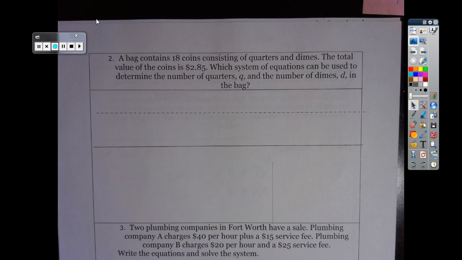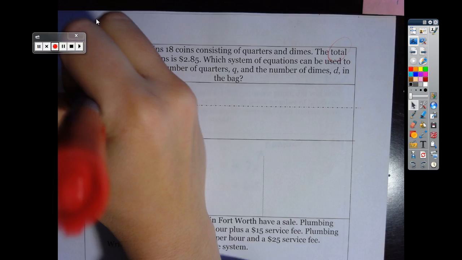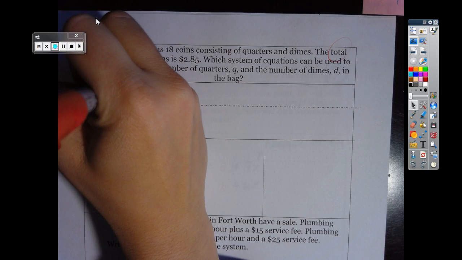So number 2 tells us a bag contains 18 coins consisting of quarters and dimes. The total value of the coins is $2.85. Write a system of equations that can be used to determine the number of quarters, Q, and the number of dimes, D, in the bag. So for this problem, it's telling us a total. It says the word total. So this one's going to be a little bit different when we solve, and I'll show you why.